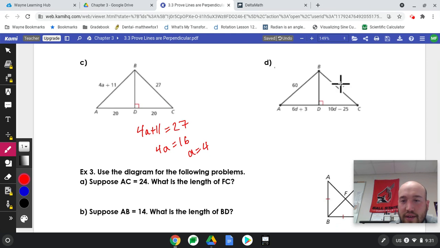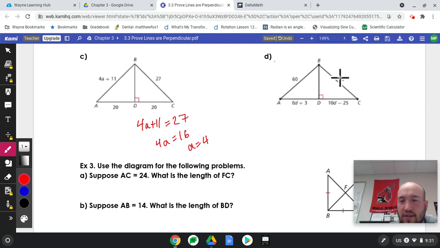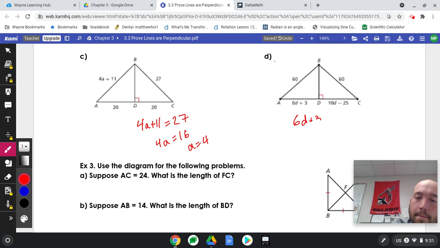And our final one like this, because each of these is 60, we know that BD is the perpendicular bisector, which means that 60 plus 3D and 10D minus 25 have to be equal. Okay, we'll subtract the 60, add the 25, and D will equal 7.